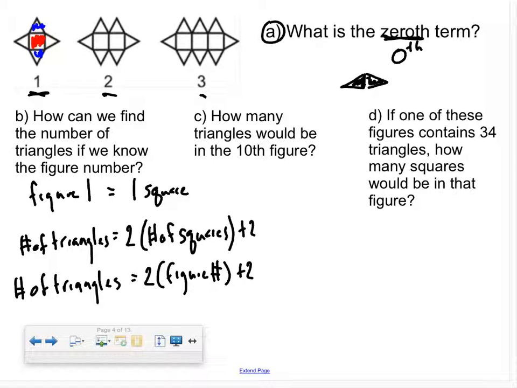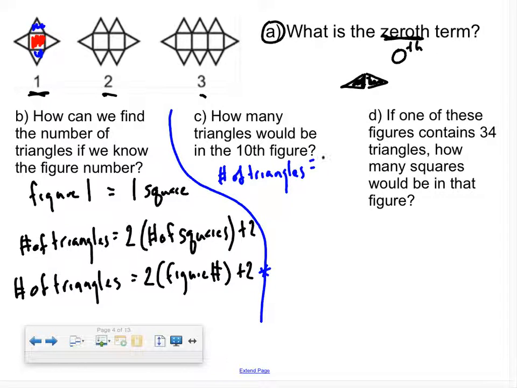So how many triangles would be in the 10th figure? Well, I'm going to take this formula that we have: the number of triangles equals 2 times 10 plus 2, which is 20 plus 2, which is 22. So we have 22 triangles in the 10th figure.